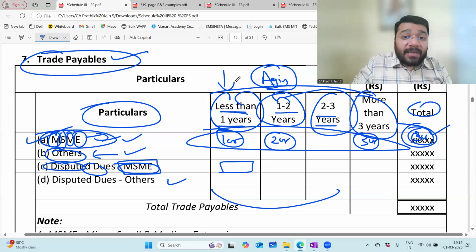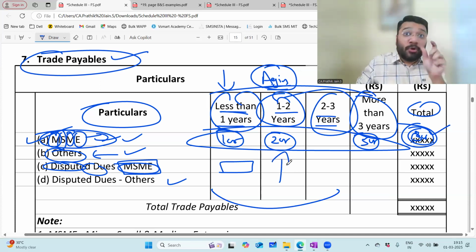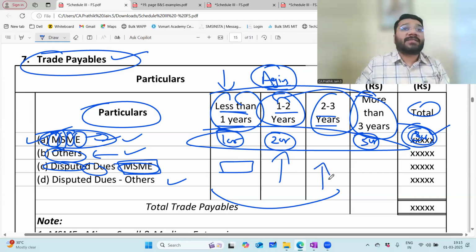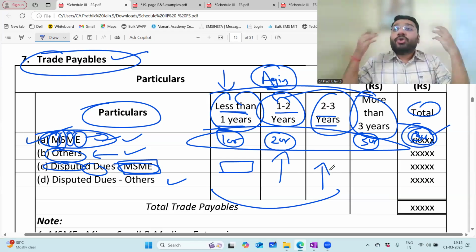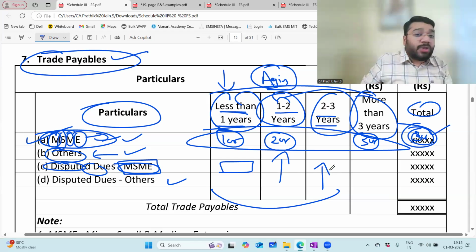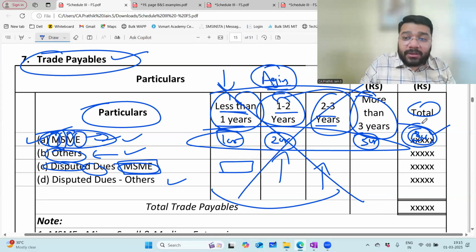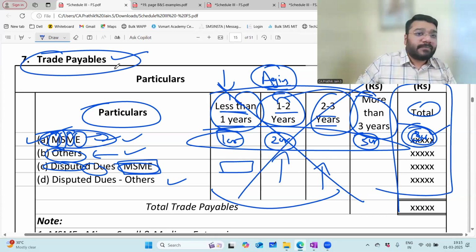The age of this trade payable is less than 1 year. The age of this trade payable is 1 to 2 years. Meaning, this is due for payment beyond 2 years. This is due for payment for 2 to 3 years. This is called aging of the trade payable. So if the information related to aging is given, you show the aging. If the information related to aging is not given, then directly you can record the amount in the outer column and come. Am I loud and clear?